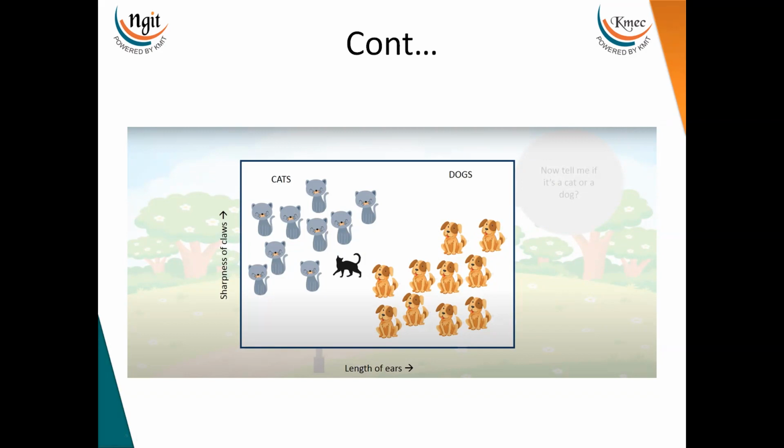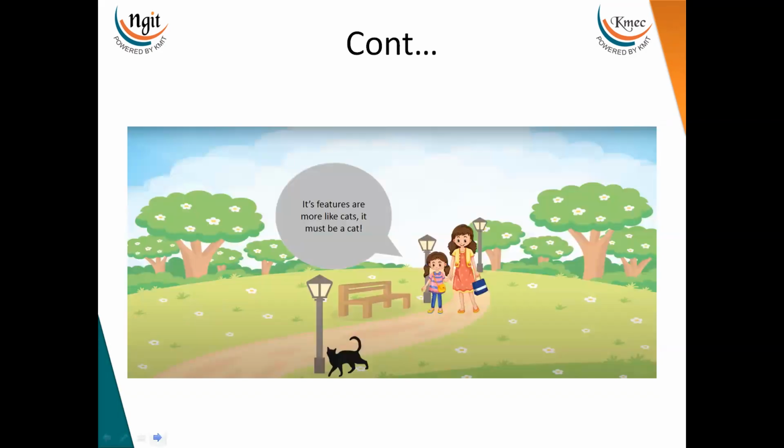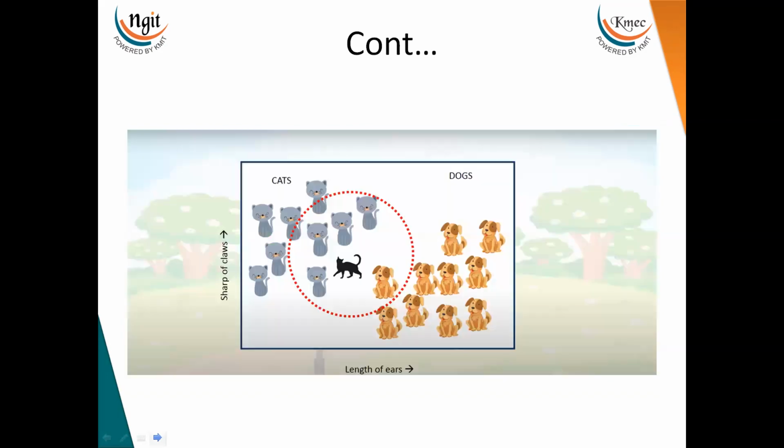So we can say it belongs to the category of cat. I can differentiate that this is a cat because most of the features belong to a cat. So this must be a cat, and finally the mother told her this is a cat. Now the question is how KNN comes into the picture in this case.